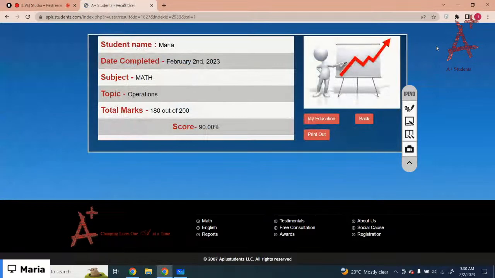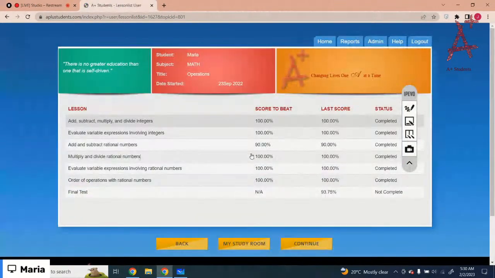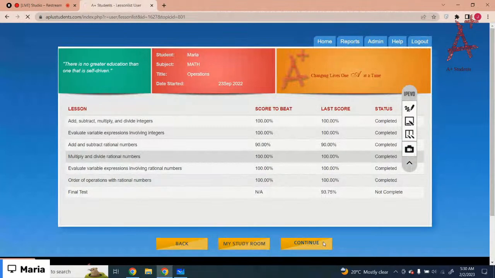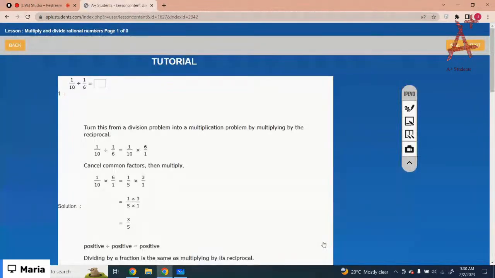Okay, we are done with the test. Let's just move on to the next lesson. The next lesson is multiply and divide rational numbers. So let's start with the next lesson, that is multiply and divide rational numbers.